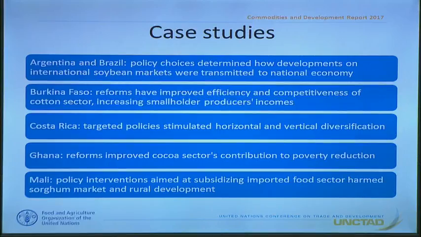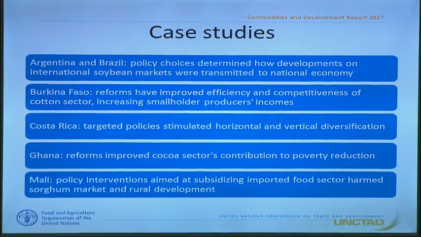To do that, what we did with our colleagues from FAO was to develop 12 case studies at the country level. We looked at Argentina and Brazil with the soybean industry and the policy choices they made to transmit the benefit of international soybean exports to the national economy. We looked at Burkina Faso's reform to improve the efficiency and competitiveness of the cotton sector, increasing smallholder producers' income. We added Costa Rica as a success story of a country that diversified its economy horizontally and vertically. We looked at Ghana's reform of its cocoa sector to improve productivity and reduce poverty.